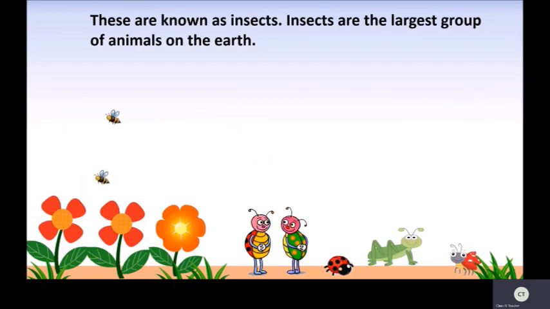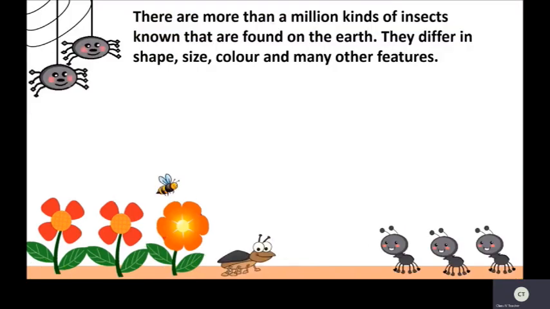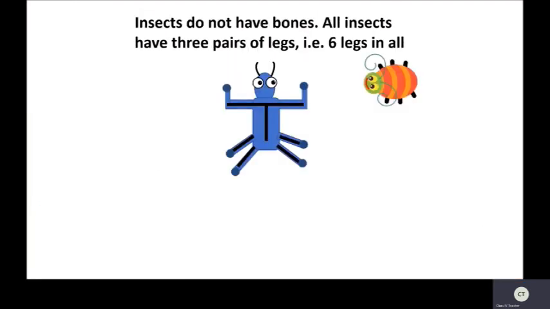Insects are the largest group of animals on the earth. There are more than 1 million kinds of insects known that are found on the earth. They differ in shape, size, color and many other features. Have you seen these insects, children?